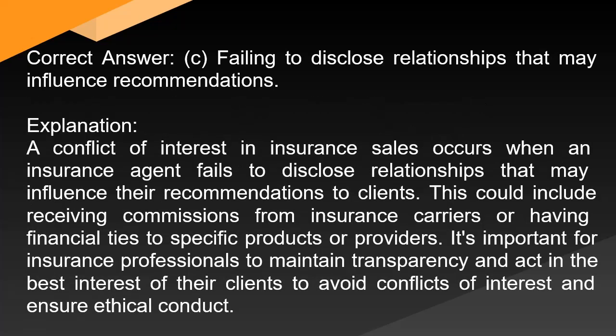Correct answer. C. Failing to disclose relationships that may influence recommendations. Explanation. A conflict of interest in insurance sales occurs when an insurance agent fails to disclose relationships that may influence their recommendations to clients. This could include receiving commissions from insurance carriers or having financial ties to specific products or providers. It's important for insurance professionals to maintain transparency and act in the best interest of their clients to avoid conflicts of interest and ensure ethical conduct.